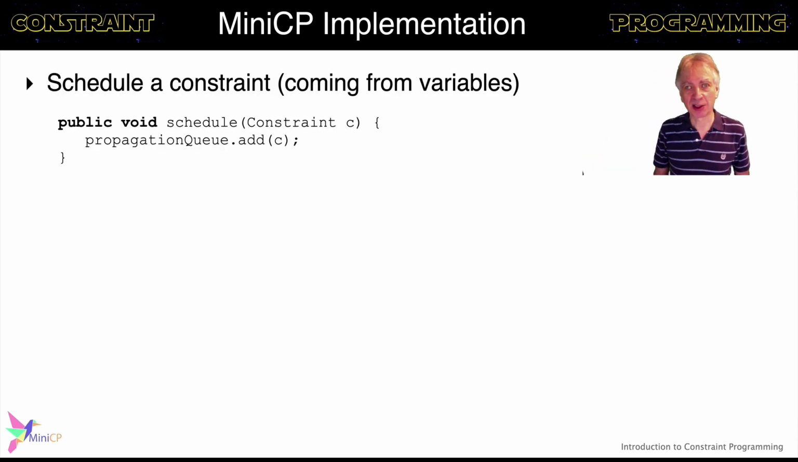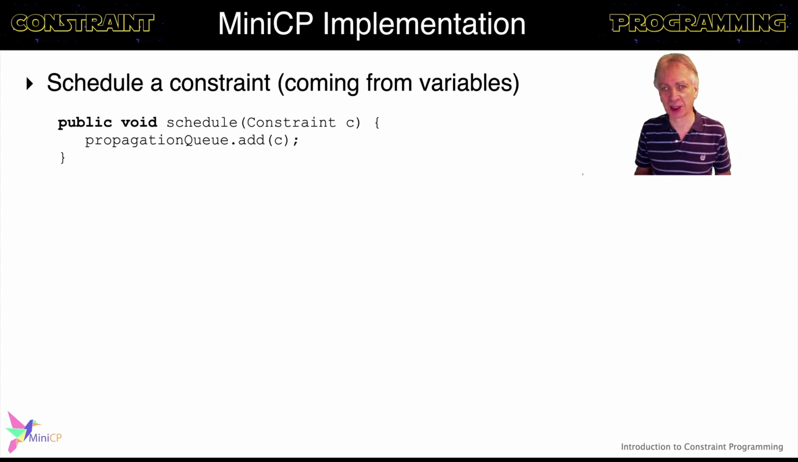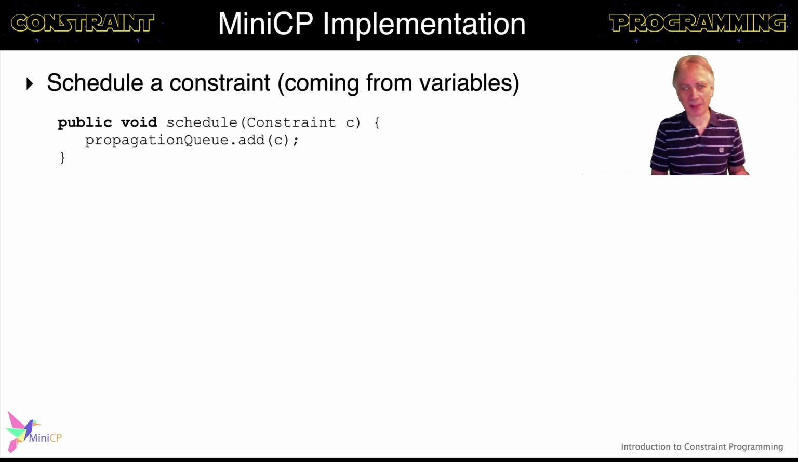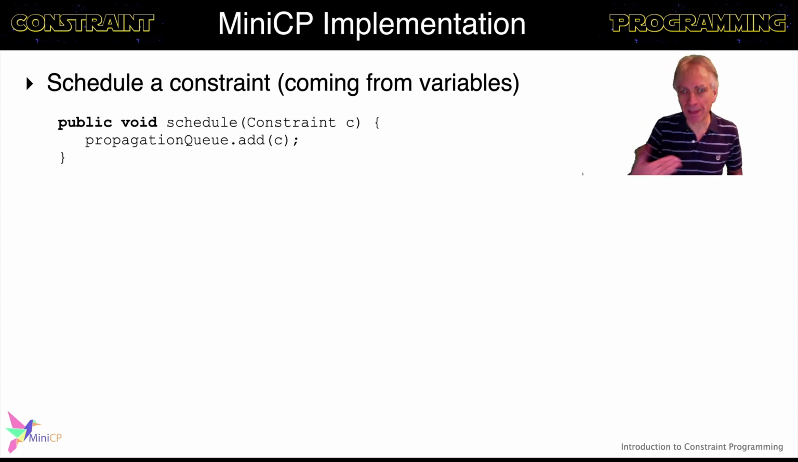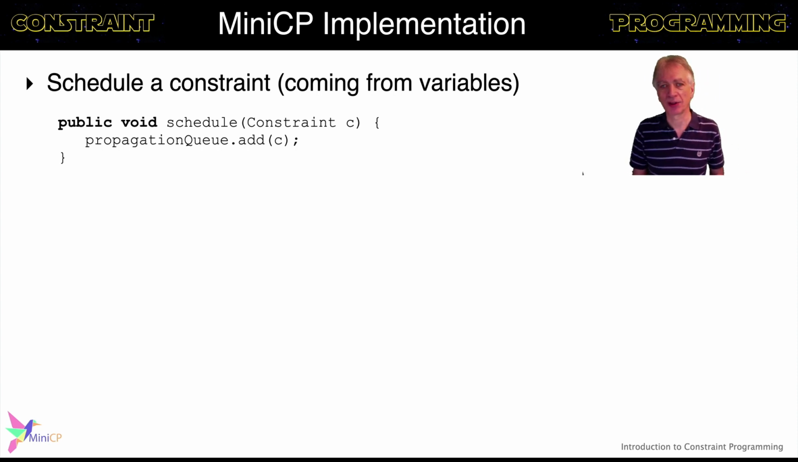Okay, now scheduling a constraint is extremely easy. The only thing that you do is you add that constraint to the propagation queue. Now the schedule method is called by whom? It's called by the variables, right? Remember, when a variable has its domain modified, through the listener, you are going to call this method schedule, and that method schedule is going to add these constraints on the propagation queue. No, you don't propagate them immediately. You put them on the queue, and at some point, the fixed point algorithm is being called, and then you basically propagate all these constraints.